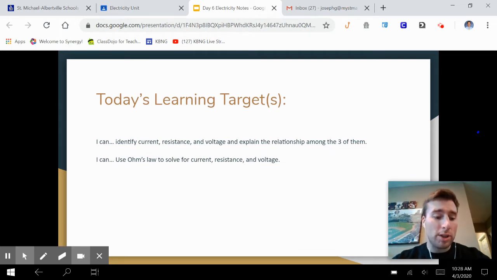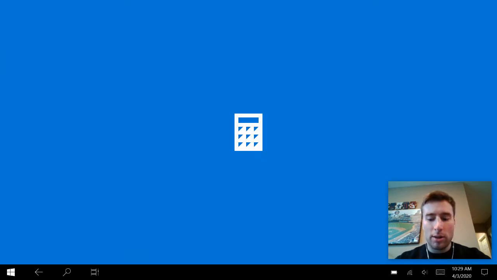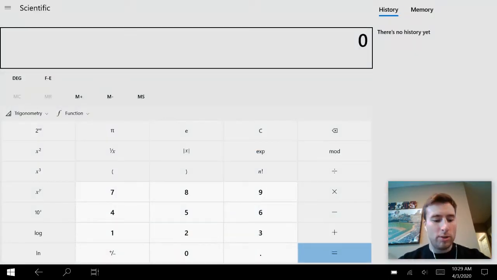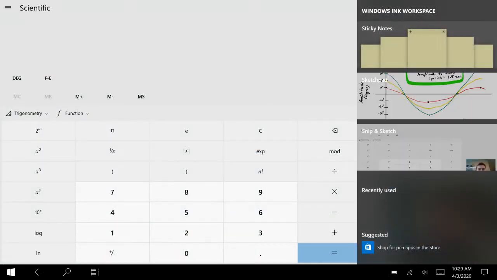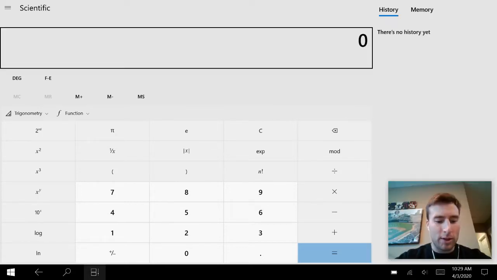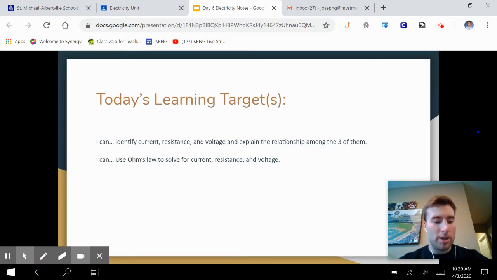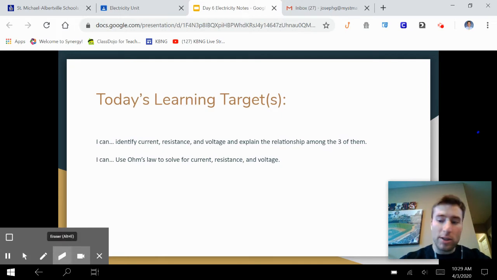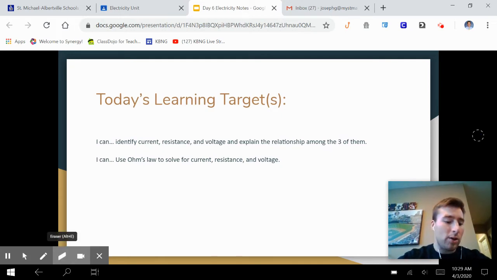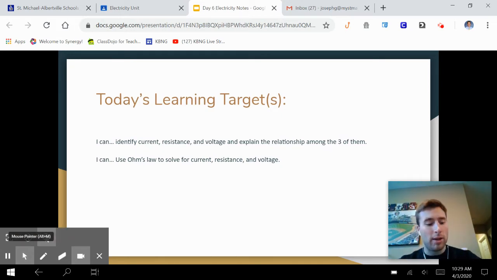So what you're going to be doing today, you're going to be going through that idea of current, resistance, and voltage, and actually using them in something we call Ohm's law. So Ohm's law is kind of our big deal for today, and we're going to go through exactly how to use Ohm's law here in just a sec.